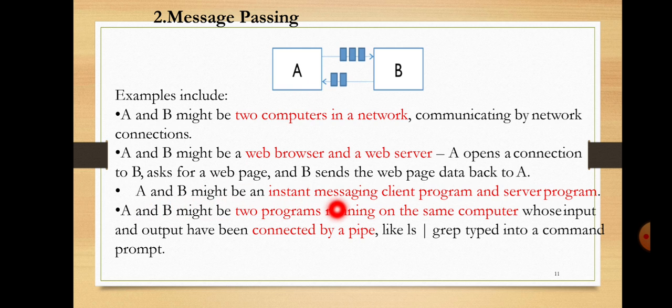A and B might be an instant messaging client program and server program. A and B might be two programs running on the same computer whose input and output are connected by a pipe. So all these concepts may use the message passing mechanism for concurrent execution.